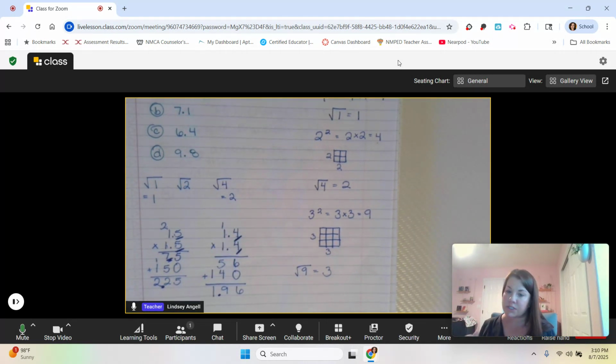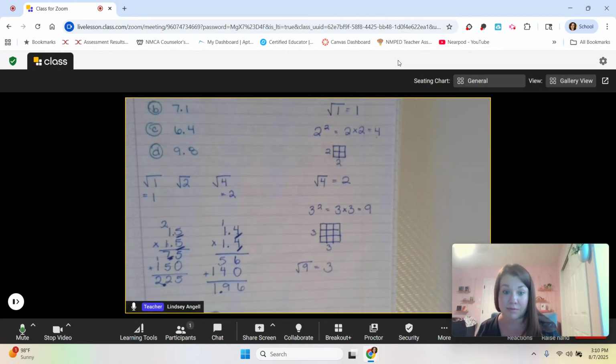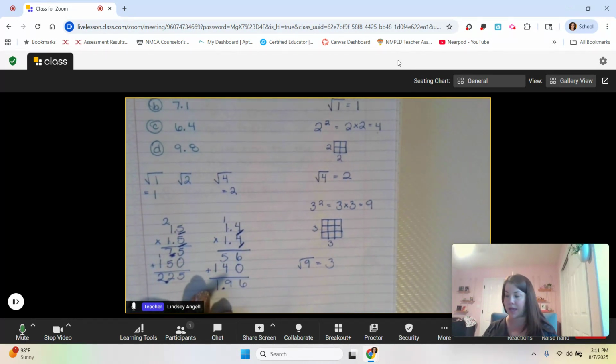You can always check your work with a calculator. I'm all for that. I use calculators all the time. But one thing to consider is that, even on standardized testing and things like that, you don't always have a calculator. Sometimes they make you actually do the work. So that's what this is. This is actually doing the work.